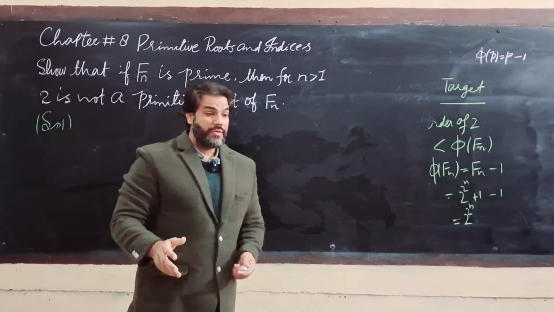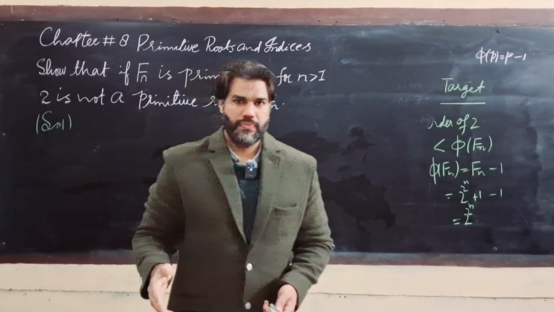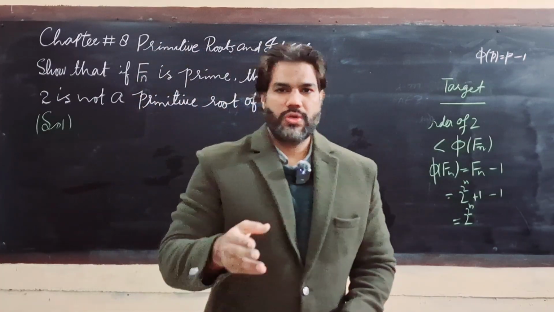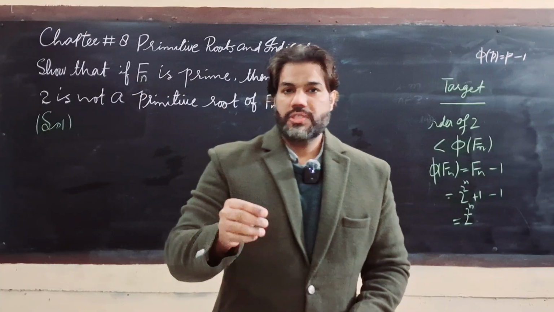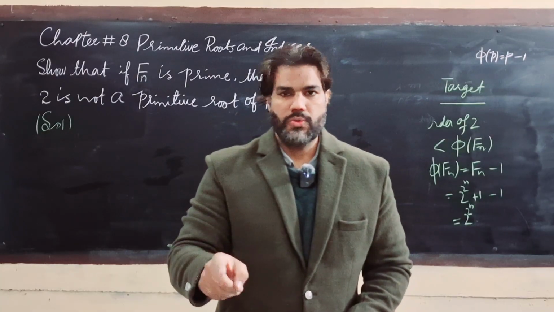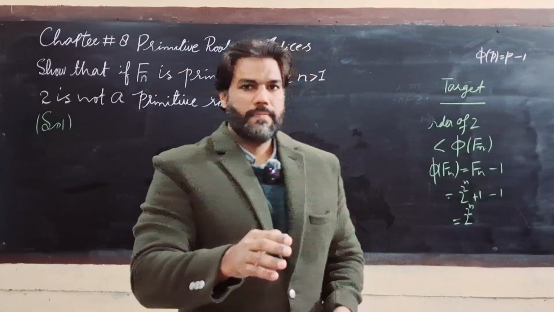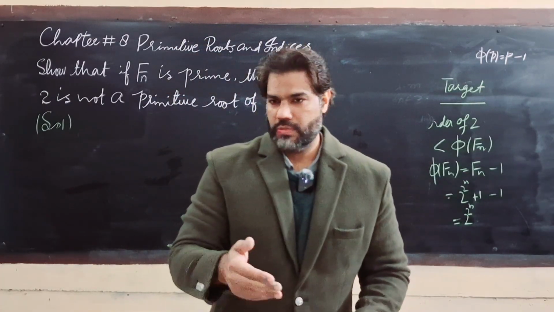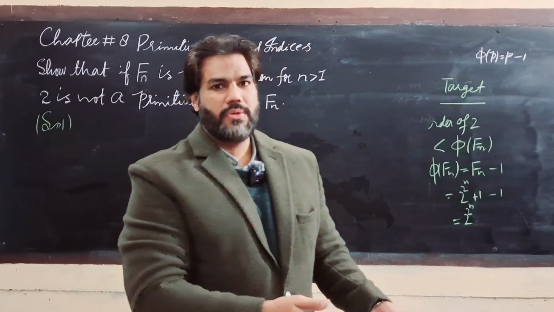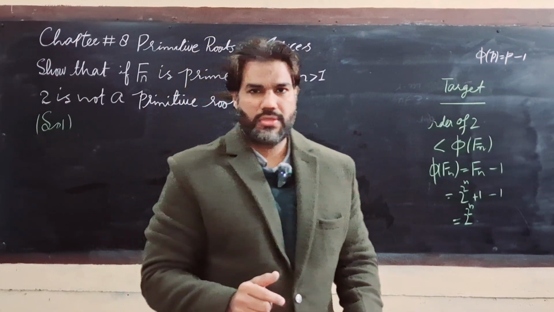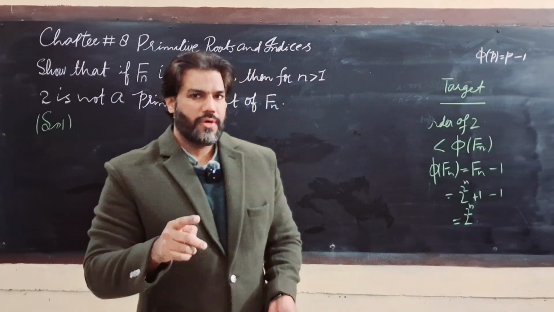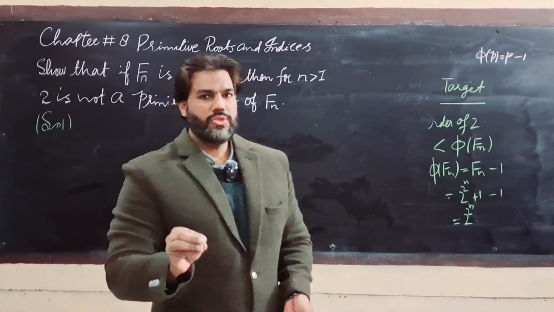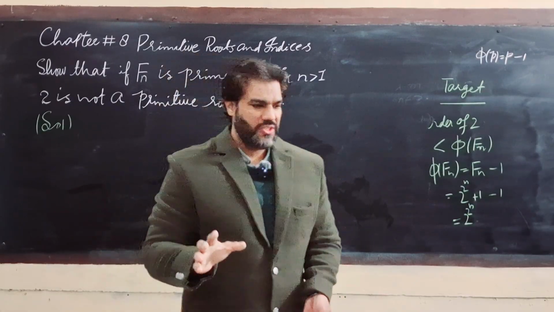First of all, what is Fn? Fn is a Fermat number. This example says that 2 is not a primitive root of a Fermat number when n is greater than 1, and the condition is that it should be a Fermat prime. You know, Fermat numbers are of two types. For some values of n the answer is prime, and for some it is a composite number. So when your Fermat number is a Fermat prime and n is greater than 1, we have to prove that 2 is not a primitive root of the Fermat number. This is our target.